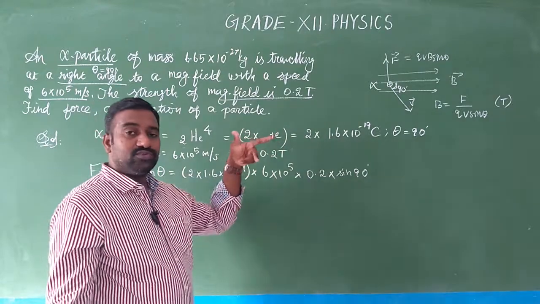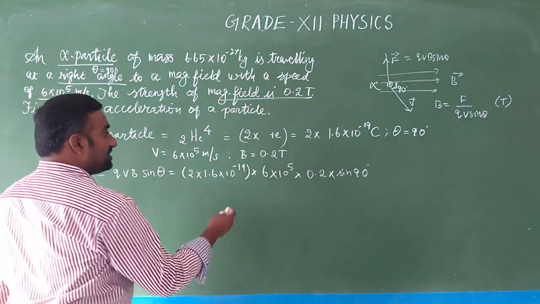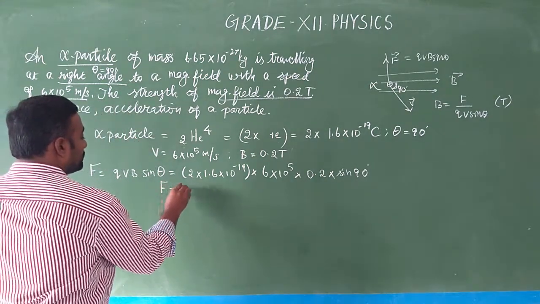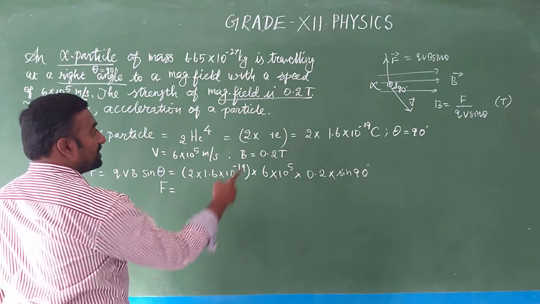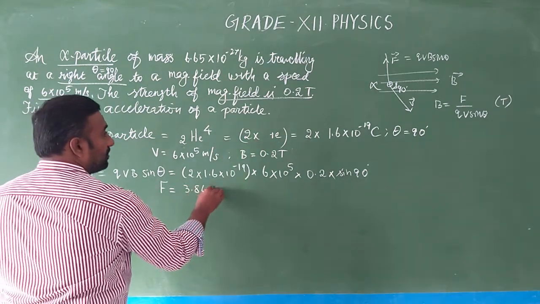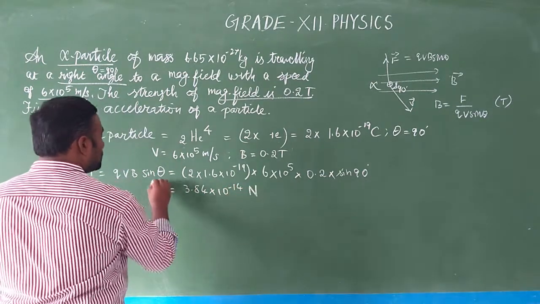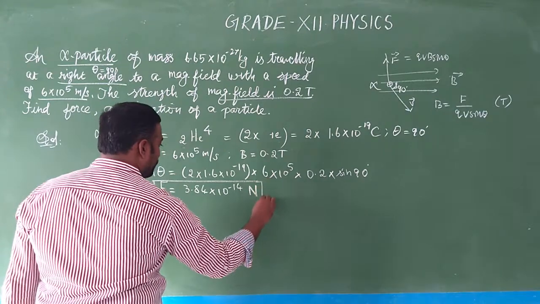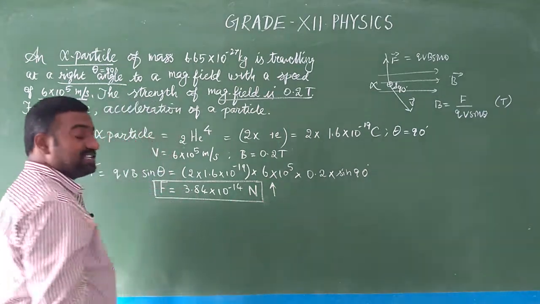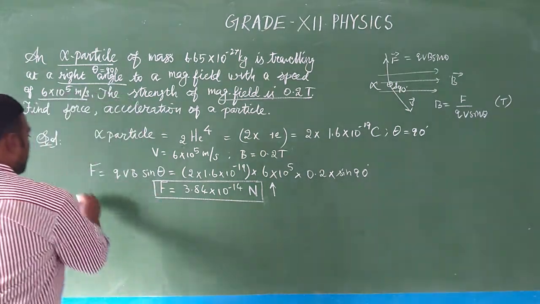Okay, so we can verify using Fleming's left hand rule. Here also we have verified. After the simplifications, the upward force experienced by the charged particle is 3.84 into 10 to the power minus 14 Newton. So this is the upward force experienced by the alpha particle when it is placed at right angle to an external magnetic field. So one we have got it.